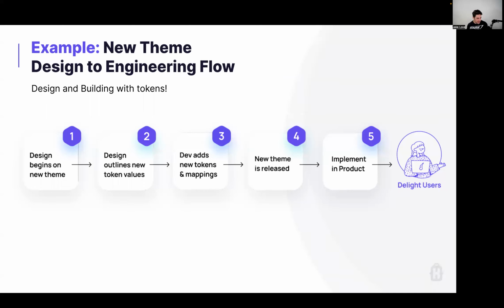But the dev team will work on that. They add the new tokens and the mapping. That then is released through a build process. Once things are merged into the main branch, we get those NPM packages that are published. And then the end result is that we're able to implement those things in production and we get our delighted users in the end.